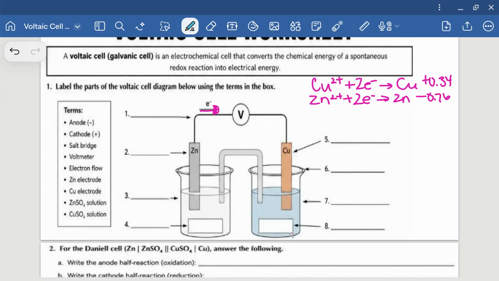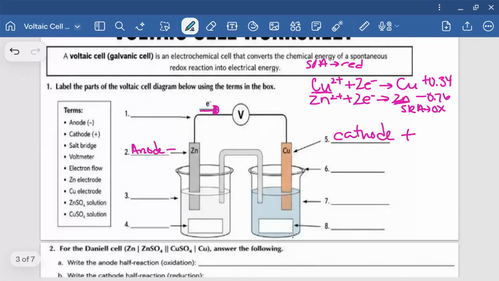But if we weren't sure which way the electrons were moving, we would just have to check page 7 of our data booklet, and we would see that our strongest OA, the one you see up here, undergoes a reduction, and that happens at your cathode. So copper has to be the cathode, and cathodes are known to be positive. And then your strongest RA is what you find on the bottom right, and that undergoes oxidation, and that happens at your anode. So our zinc electrode is our anode, and those are known to be negative.